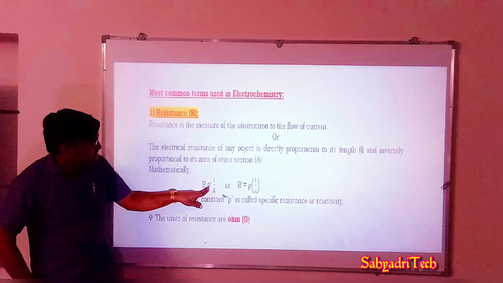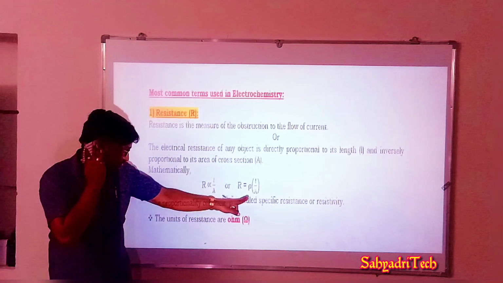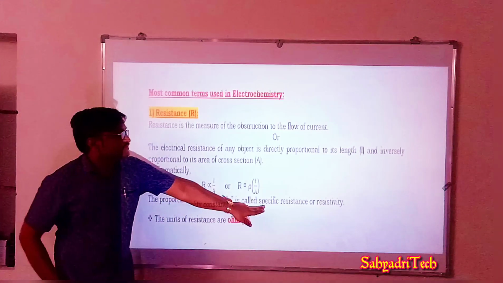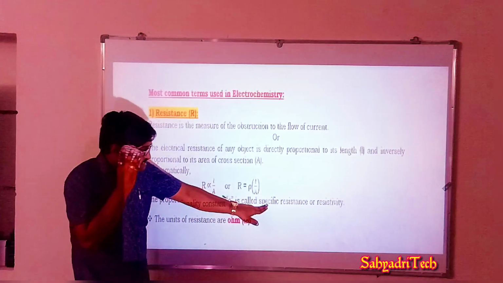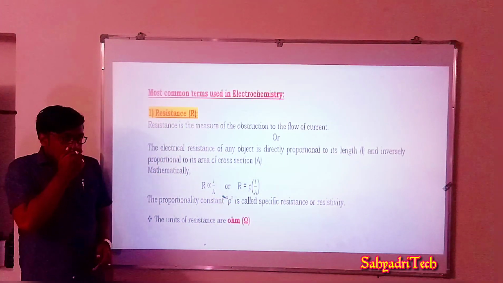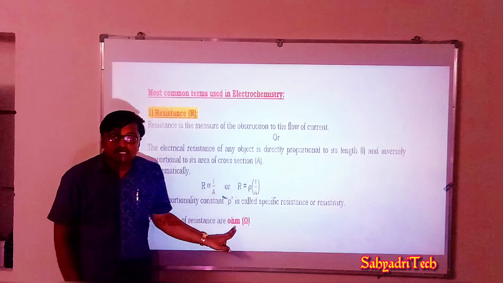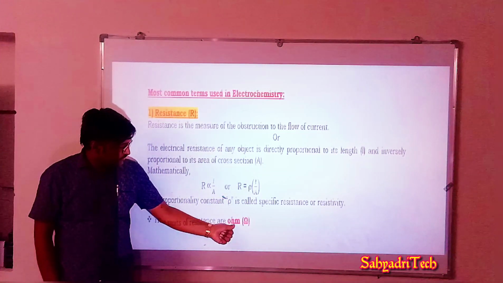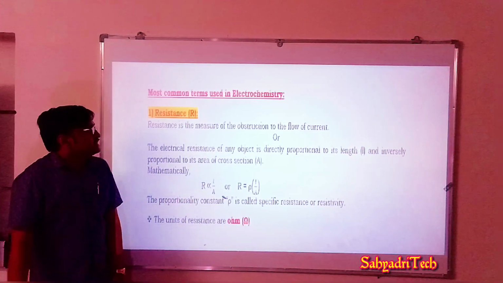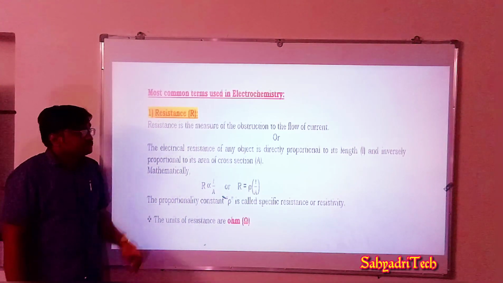Later, this proportionality symbol is replaced by a constant called rho. That rho, a proportionality constant, is referred to as specific resistance or resistivity. Further, what is the unit for resistance? Resistance of any conductor is measured in terms of ohm, symbolically named as omega. So it is regarding the first term which is commonly used in electrochemistry, resistance.